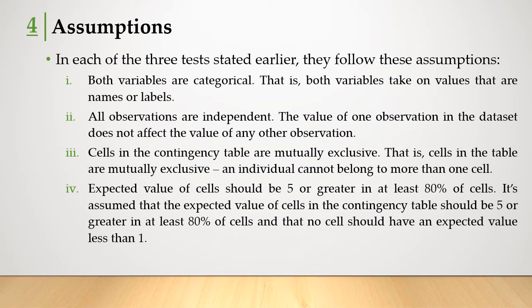Assumptions. Whether we are going to do the test for the first, second, or third, we need all these assumptions before we go ahead. One, both variables are categorical. In the case of the contingency table, the row variable and the column variable should all be categorical. For the goodness of fit, we only need one variable and a hypothesized value. So whether two or one, all should be categorical.